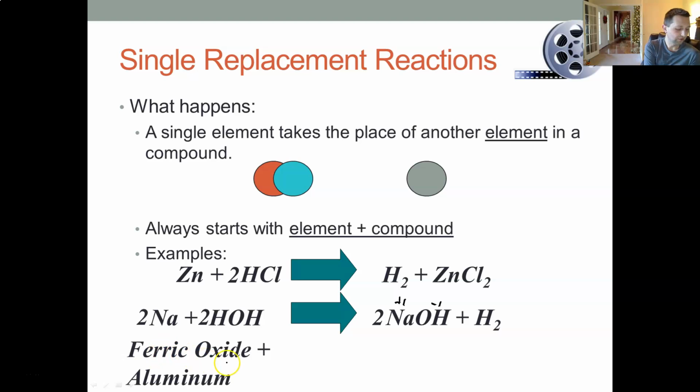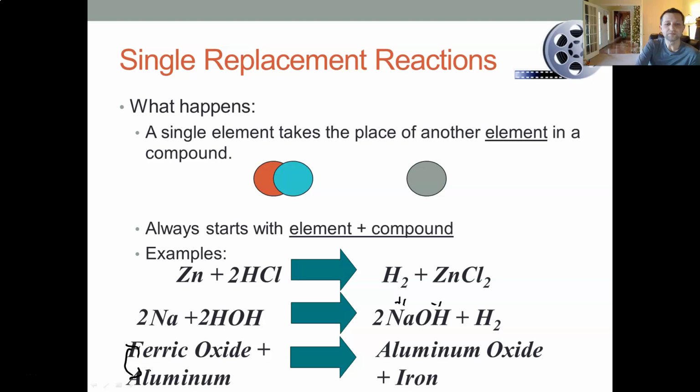So you want to know, the aluminum is going to take the place of the ferric, which is the iron. Okay, what will we end up with then? We'll end up with iron by itself plus aluminum oxide, since the iron, which is ferric, and the aluminum switch places. Okay, so aluminum oxide plus iron.